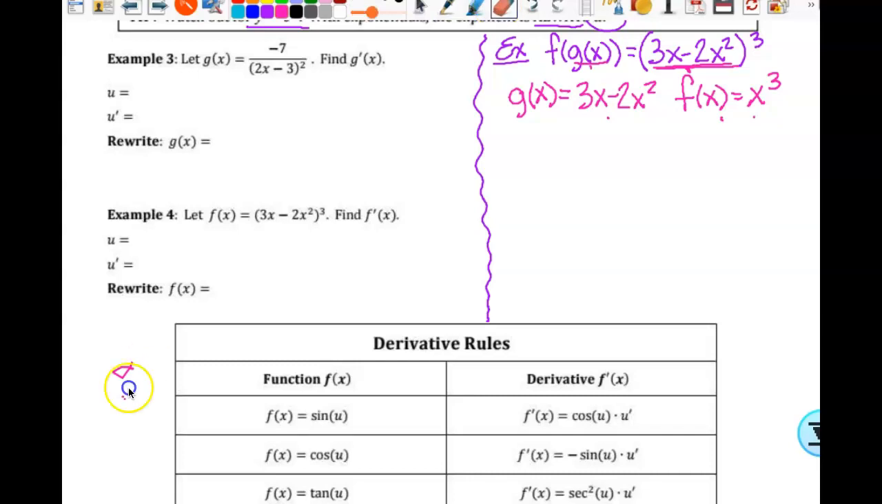And then our chain rule said that if I want f prime of g of, wait, actually, how does it work?